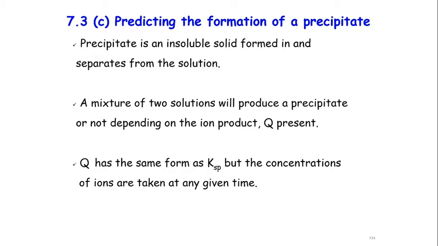7.3c. Predicting the formation of a precipitate. A precipitate is an insoluble solid formed in and separated from the solution. A mixture of two solutions will produce a precipitate or not depending on the ion product Q present. Q has the same form as Ksp, but the concentrations of ions are taken at any given time.